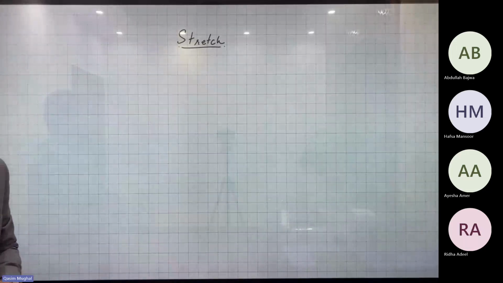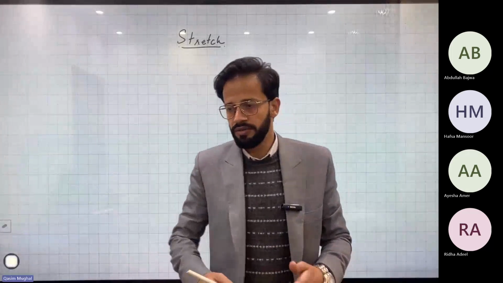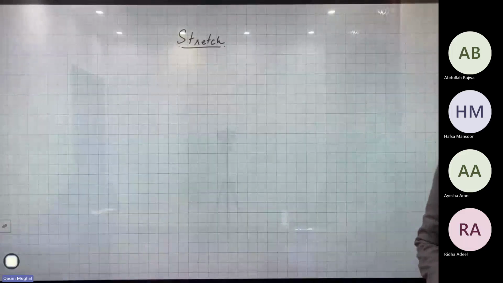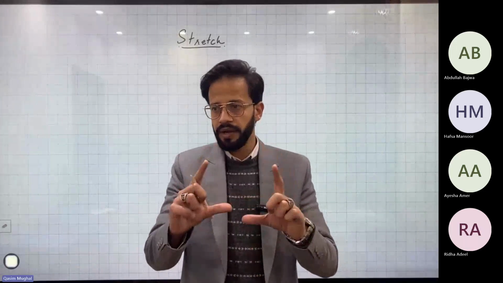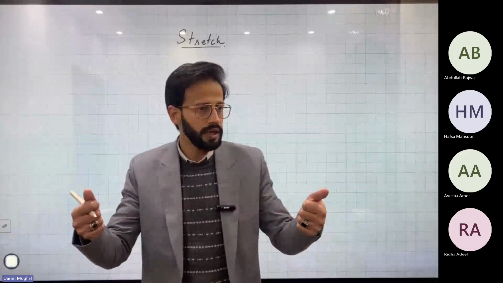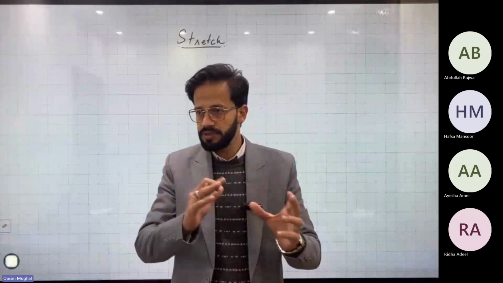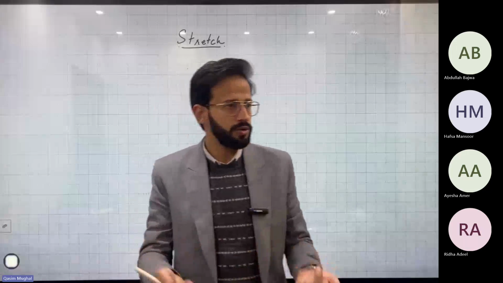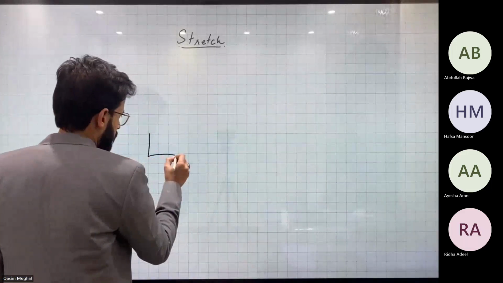Now, what is stretch? Stretch is changing the size of an object. Now, there are two definitions. First of all, the one basic definition is, for example, if you have a square and I stretch it just horizontally, it will become a rectangle. But if I stretch it horizontally and vertically keeping the same aspect ratio, then the new larger shape is still going to be a square.